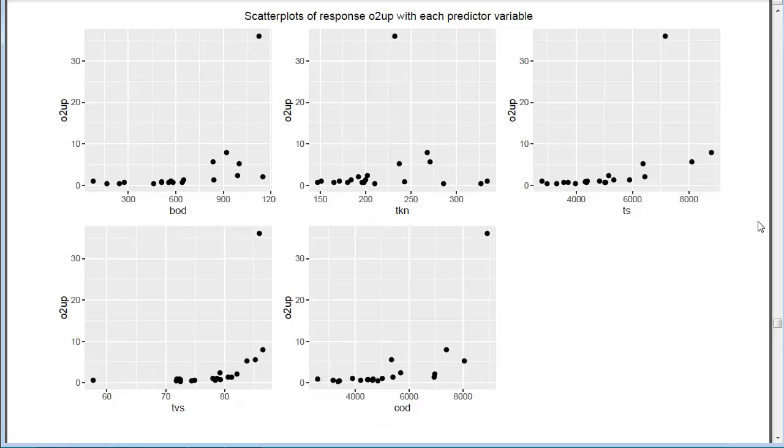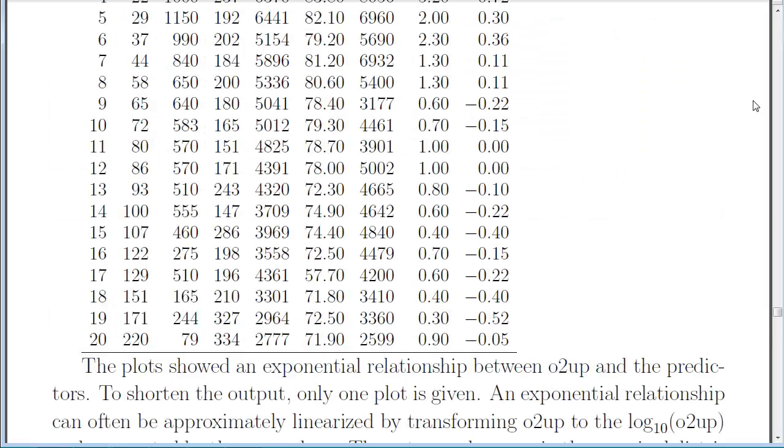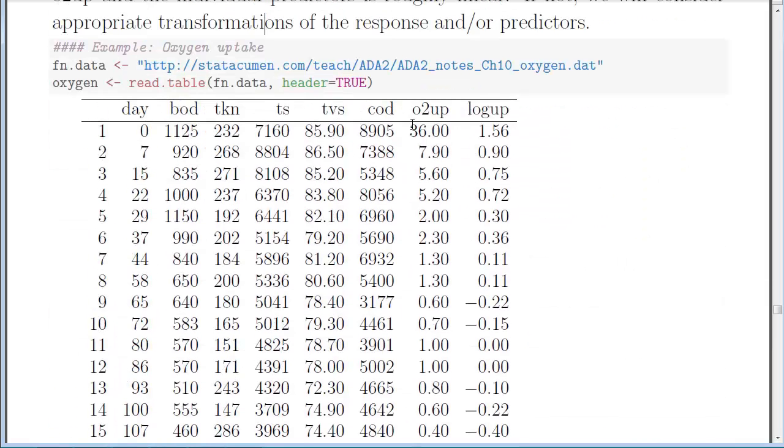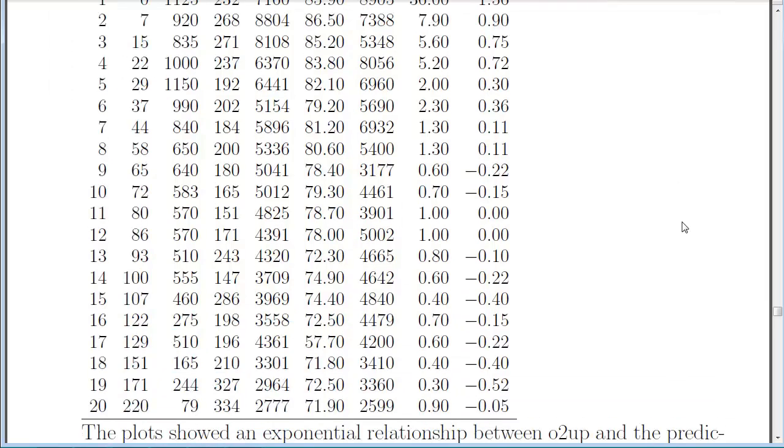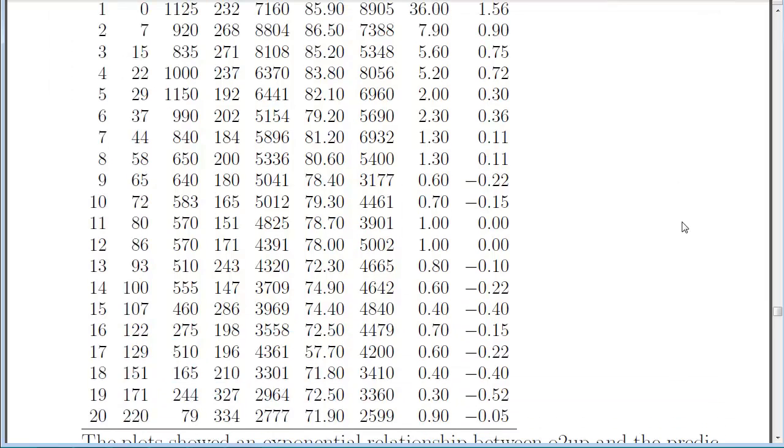So right away, your eye fixates on this one point that seems wildly different. This was the first observation. Let me page back up for a moment. And we can see the O2 uptake for that first, on day 0, is extremely high. So we want to make sure we keep that point in mind. Is there anything else as we look here that seems a little bit unusual?